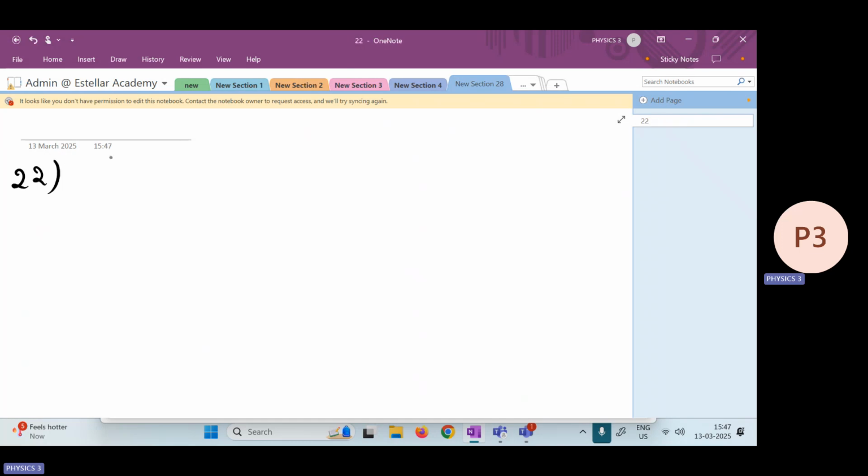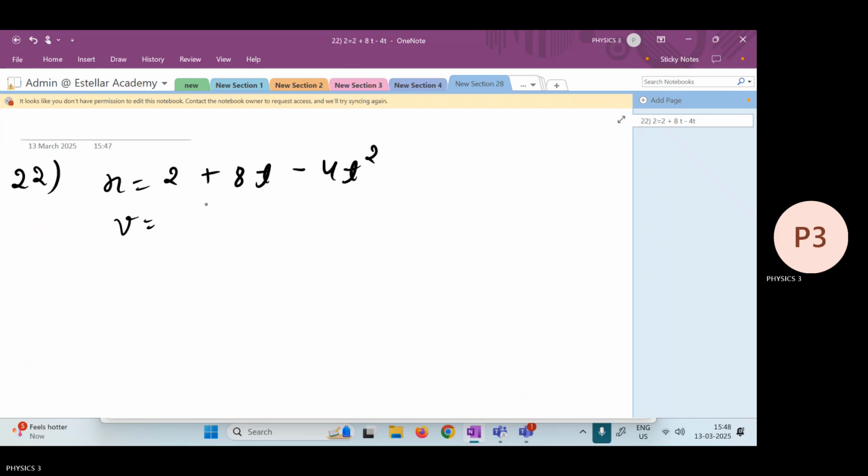In the 22nd question, we have been given the position of a particle moving along the x-axis, given by x = 2 + 8t - 4t square. We have to find the distance traveled by the particle from t = 0 to t = 2. Okay, so first we will check if the particle is turning before moving or not.